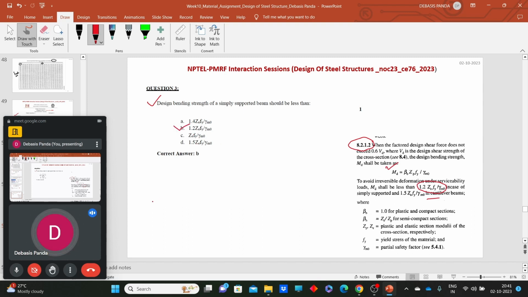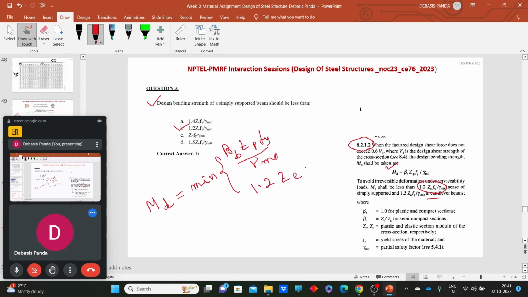That means for a simply supported beam, if you need to calculate the value of Md, that Md should be equal to the minimum of what that formula gives you, Zp fy by gamma m0, and 1.2 Ze fy by gamma m0. Okay. So option B is the right answer. If it is a cantilever beam, then that will be 1.5 Ze fy by gamma m0.